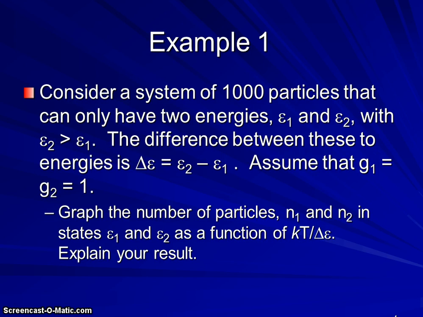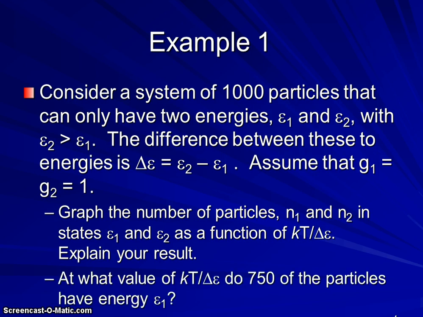And then explain your result and talk about at what value, calculate what value do 3/4 of the particles have E1, where only 1/4 will have E2. And that should all be able to be doable on a graph. So try that out with Excel on your own, and we'll look at the results in class the next time that we meet.